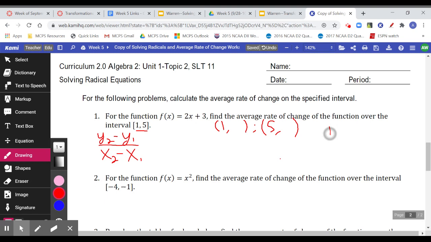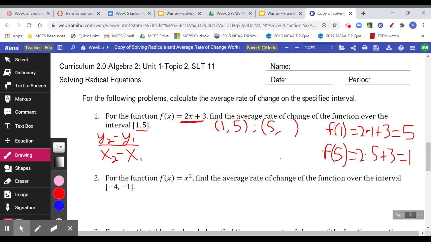So I want to know what is the value of f when x is 1. So I'm just going to plug in 1, and it's 2 times 1 plus 3. That comes out to 5. So one of my points is 1 comma 5. The other value I want to know is what is the y value when x is equal to 5. So again, I'm just plugging 5 into that equation that I was given. So 2 times 5 plus 3, and that comes out to 13. So my second point is 5 comma 13.